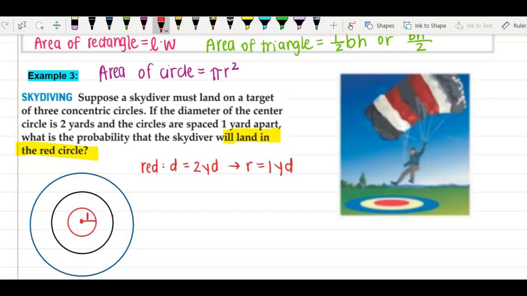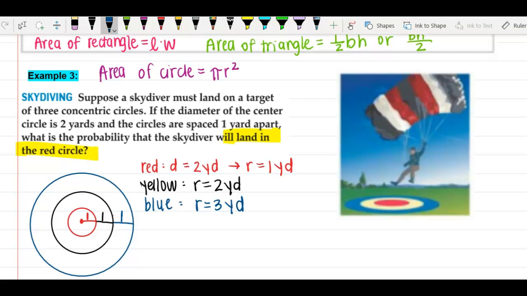Area, which is pi times the radius squared. And then it says the circles are spaced 1 yard apart. Okay, so that means between these two there's another yard, so I'll just call it the yellow circle. That means the yellow circle has a radius of 2 yards. And the blue one, we go another yard, so the blue one has a radius of 3 yards.